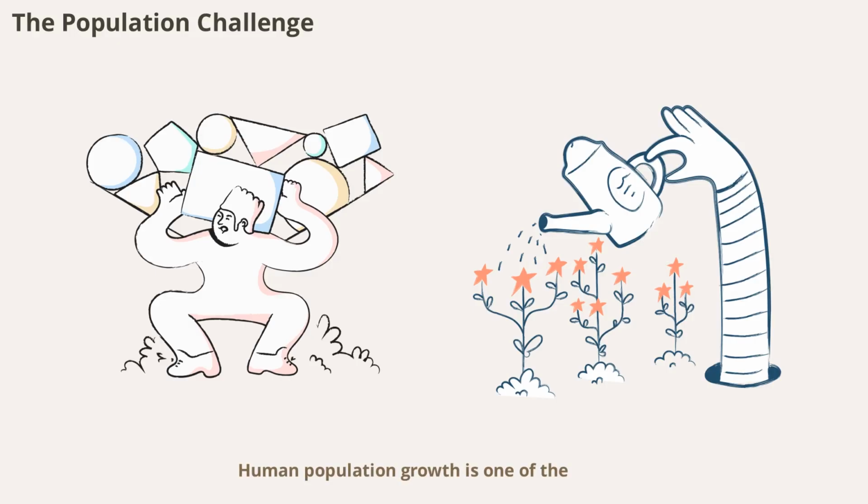Human population growth is one of the most pressing issues facing our world today. Over the centuries, the number of people on Earth has increased dramatically, bringing with it a host of new challenges and concerns. In this video, we'll explore how the global population has changed through history, what factors have driven these changes, and why the rapid rise in numbers is a serious global concern.